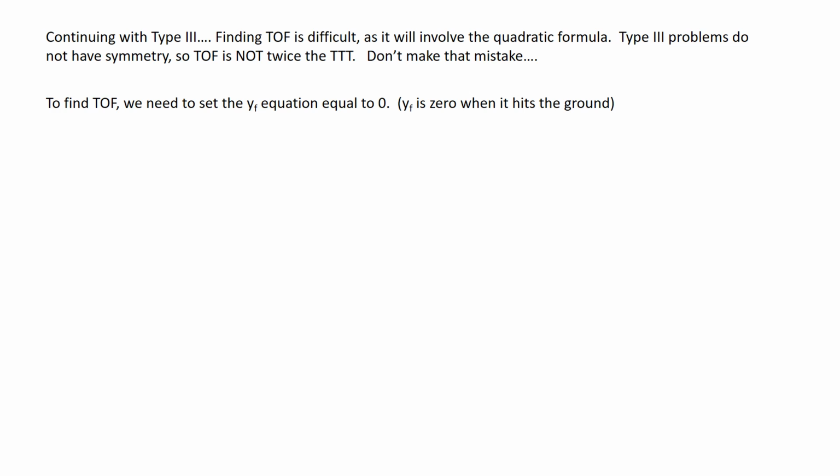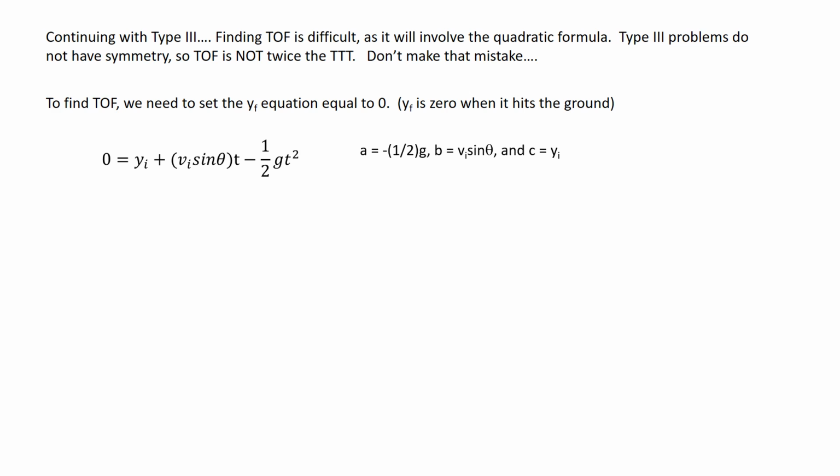To find the time of flight, I have to take my y final equation and set it equal to 0. Remember, y final equals 0 is when my object finally hits the ground. So here's my equation: 0 equals y initial plus vi sine theta times t minus 1/2 gt squared. My a is going to be minus 1/2 g, my b is vi sine theta, and my c is my y initial.